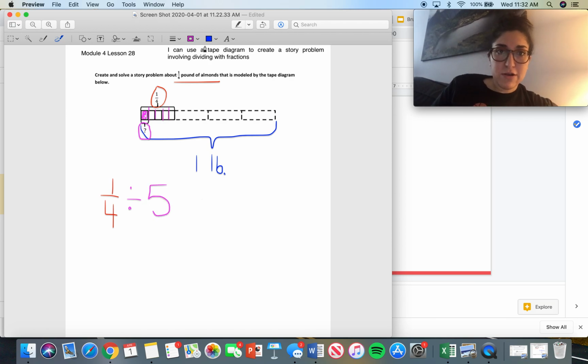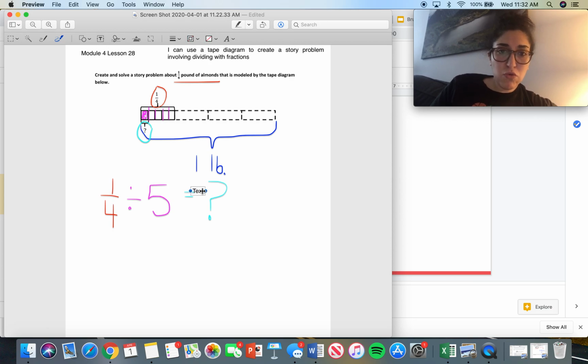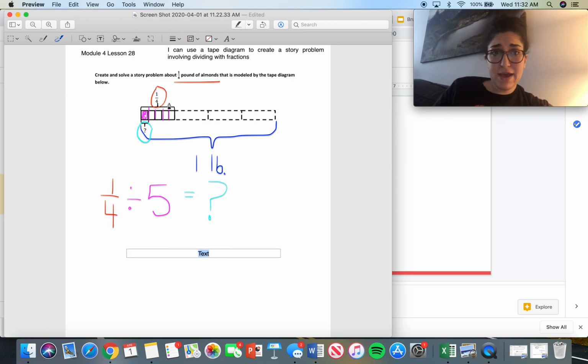And what the question mark is asking me, let me change the color of the question mark, is asking me what is one piece of this, right? If I broke the 4th into 5, how much do I have? And again, remember, it's not asking me to solve it. It wants me to come up with a story problem to represent this. And it asks me to use a story problem about 1/4 of a pound of almonds.